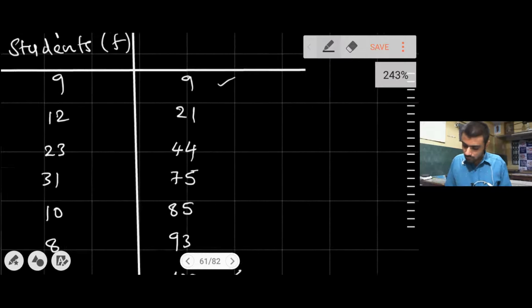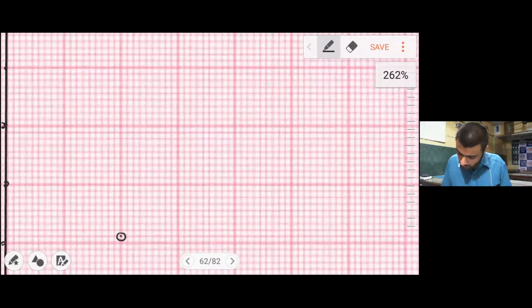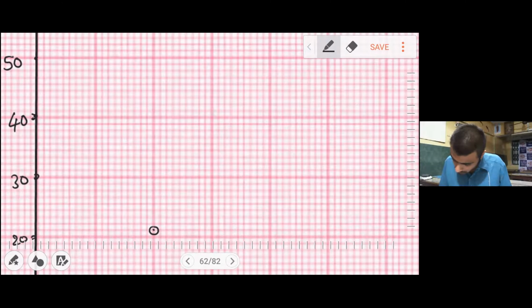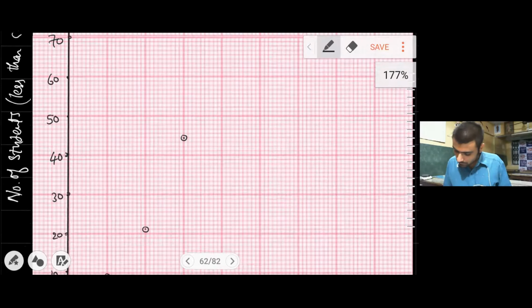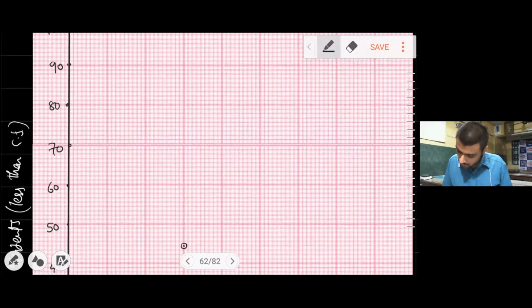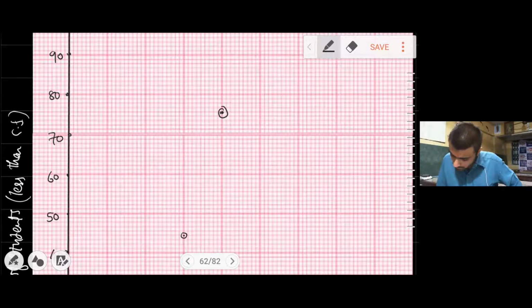Then 30 against 44. Here is 30 and against which, 44. 44 would be 40, 41, 42, 43, 44. Okay, fine. Next, 30 against 44 is done. Then 35 against 75. 35 against 75 is directly coming here between 70 to 80. Next, 35 against 75 is done. And then 40 against 85. 40 against 85. 85 is here.